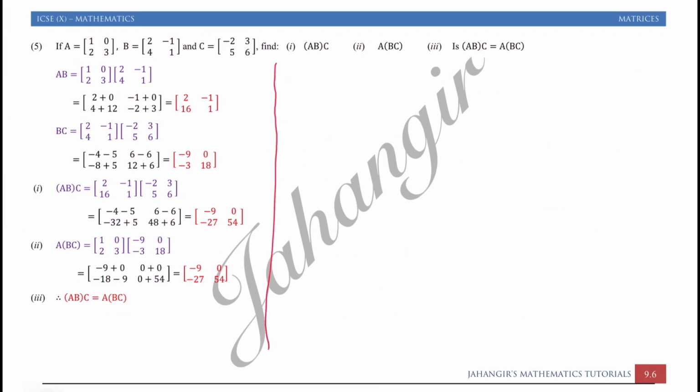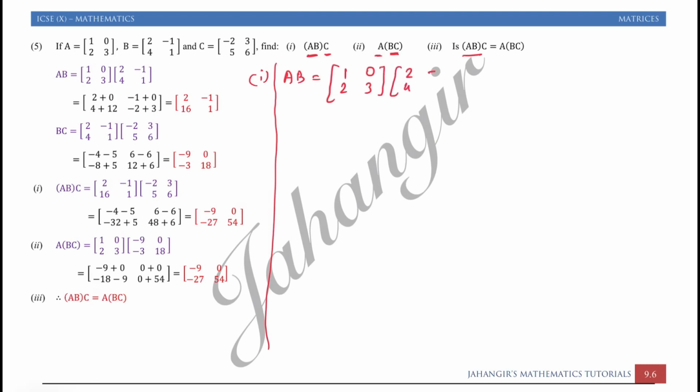This is quite a lengthy question. Here first part we have to find AB, then we have to multiply it with C. Then second part, first we have to find BC, then we have to multiply A with BC, then we have to say whether first part and second part are equal or not. So let us start. First we will find AB. If your multiplication is accurate, then you can solve fast. So try to multiply fast.